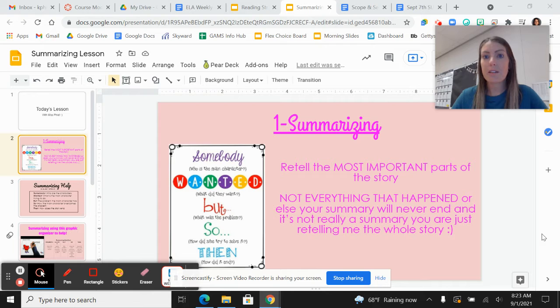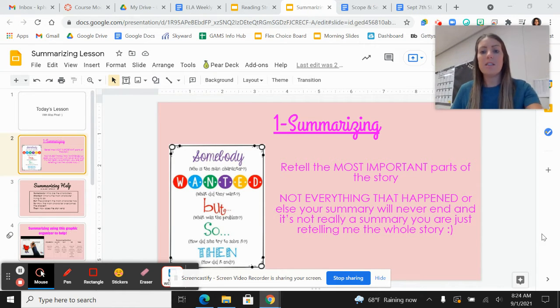I'm here to explain your lesson for today that you're going to complete independently on Canvas. So, we've been talking about reading strategies. Another one we need to discuss is summarizing. Obviously, this should be a review because you've been summarizing things for quite a while now in elementary school.